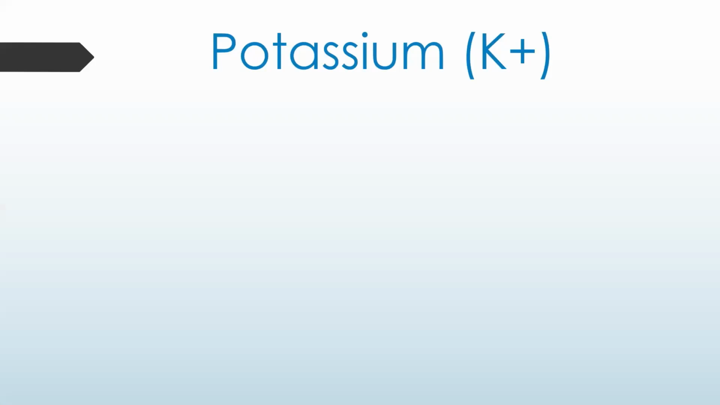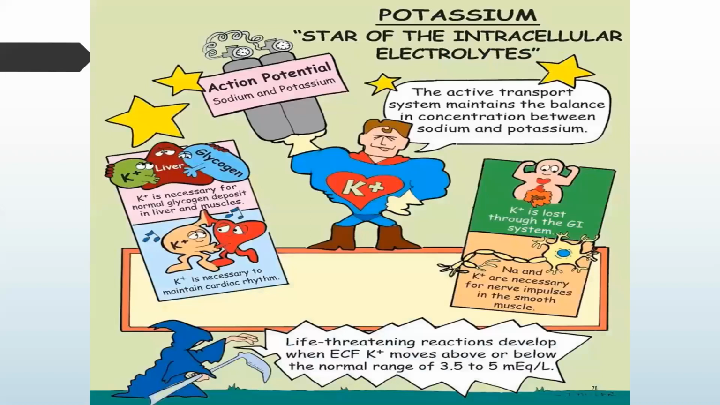Potassium deficit is potentially life-threatening because every body system is affected, especially the neuromuscular and cardiac systems. The ratio of extracellular fluid to intracellular fluid potassium is the major factor in the resting membrane potential of nerve and muscle cells. Life-threatening reactions develop when the extracellular fluid potassium moves above or below the normal range of 3.5 to 5 milliequivalents per liter. The sodium-potassium pump in cell membranes maintains the concentration difference by pumping potassium into the cell and sodium out.